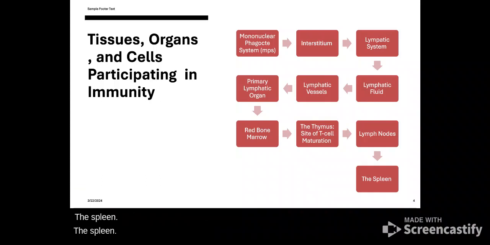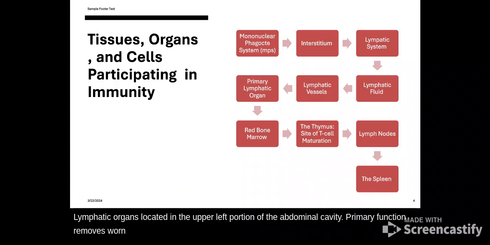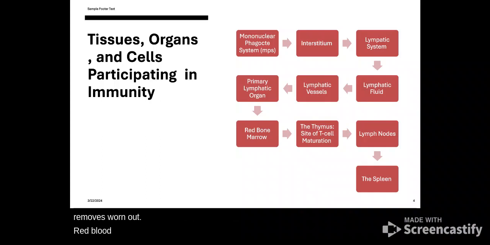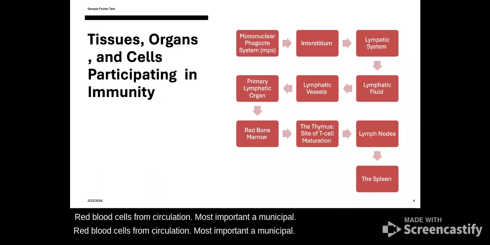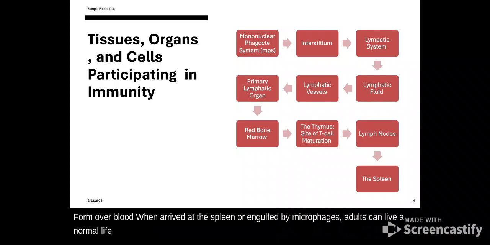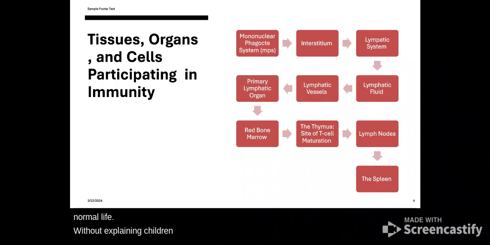The spleen is a lymphatic organ located in the upper left portion of the abdominal cavity. Its primary function removes worn out red blood cells from circulation. Its most important immunity function is that microbes from the blood, when they arrive at the spleen, are engulfed by macrophages. Adults can live a normal life without a spleen, while children are more prone to being immune compromised.